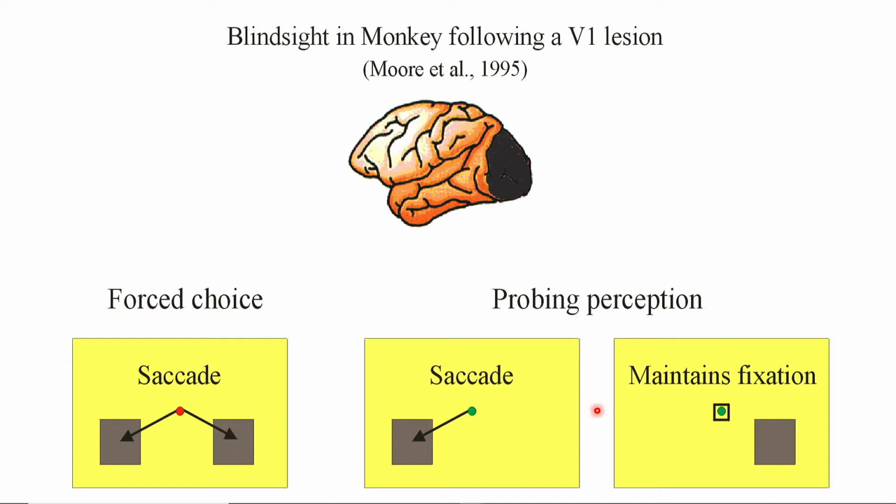However, when you also give him the opportunity to maintain fixation, to indicate, well, I didn't see a stimulus here, you will see that he will make a saccadic eye movement into the intact hemifield, but he will maintain fixation for the lesion hemifield. And of course, this has been used to indicate that indeed these monkeys suffer from blindsight, in the sense that they don't perceive such stimuli in the blind hemifield, but they still make saccadic eye movements to them if forced, which is of course the hallmark of blindsight also in humans.